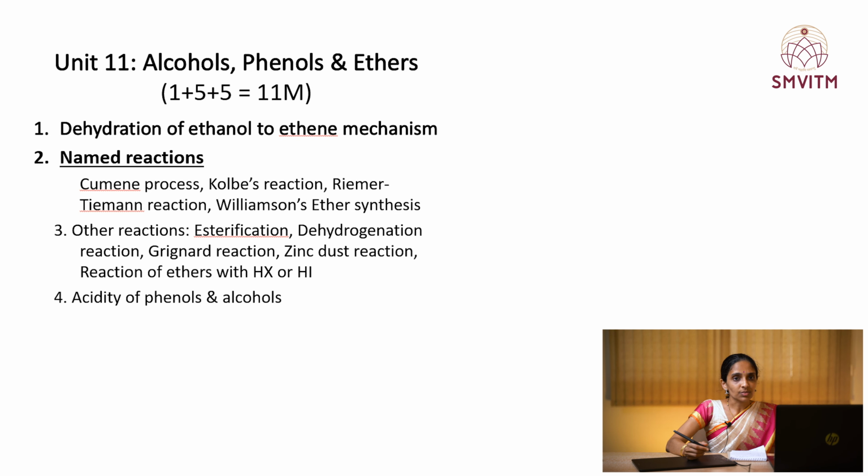Then there are named reactions in the unit as well. The named reactions are cumene process to synthesize phenol, Kolbe reaction to convert phenol to salicylic acid, Reimer-Tiemann reaction for salicylaldehyde preparation, and Williamson's ether synthesis. All the named reactions you have to study.